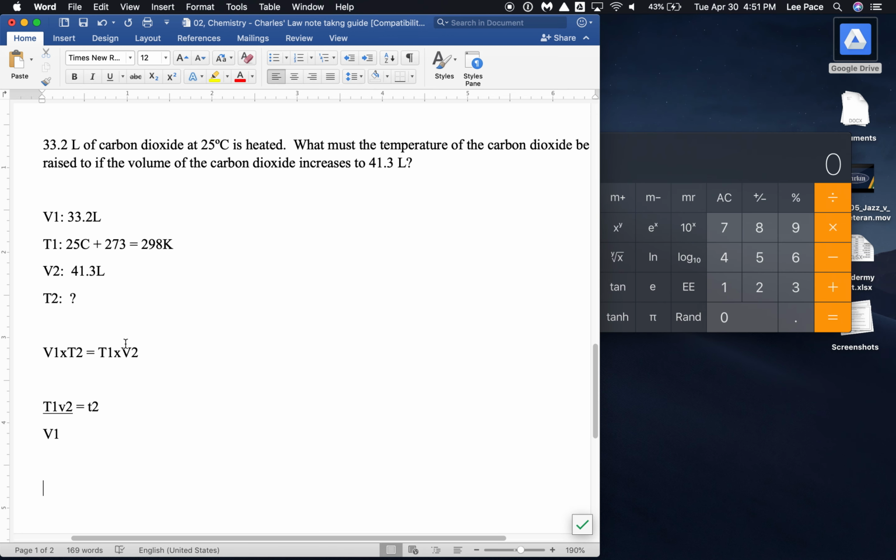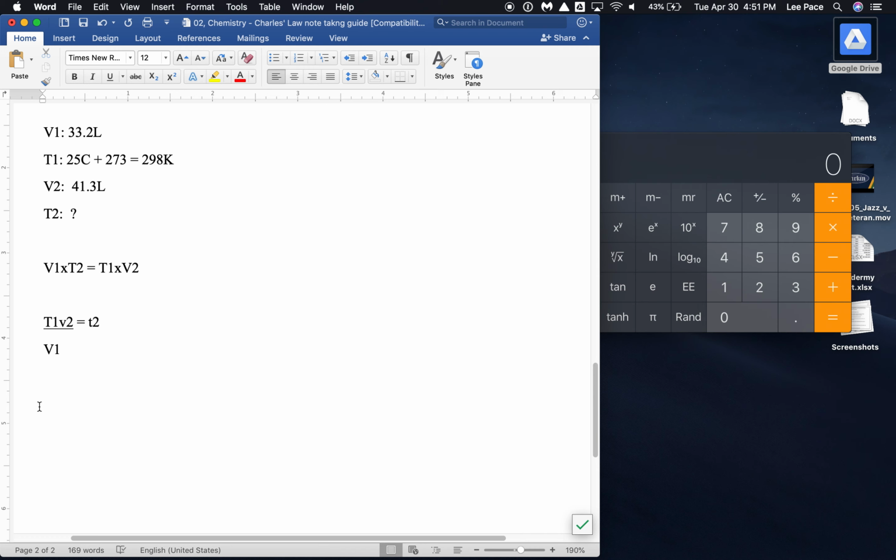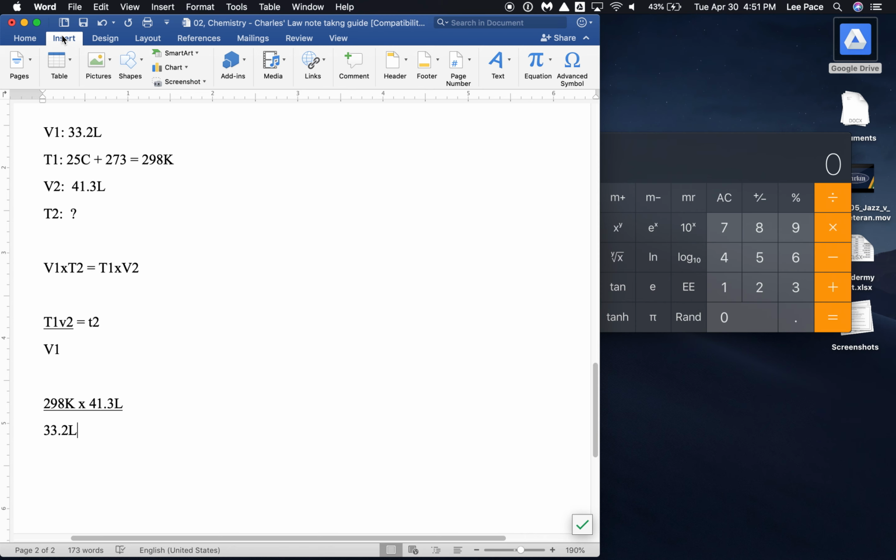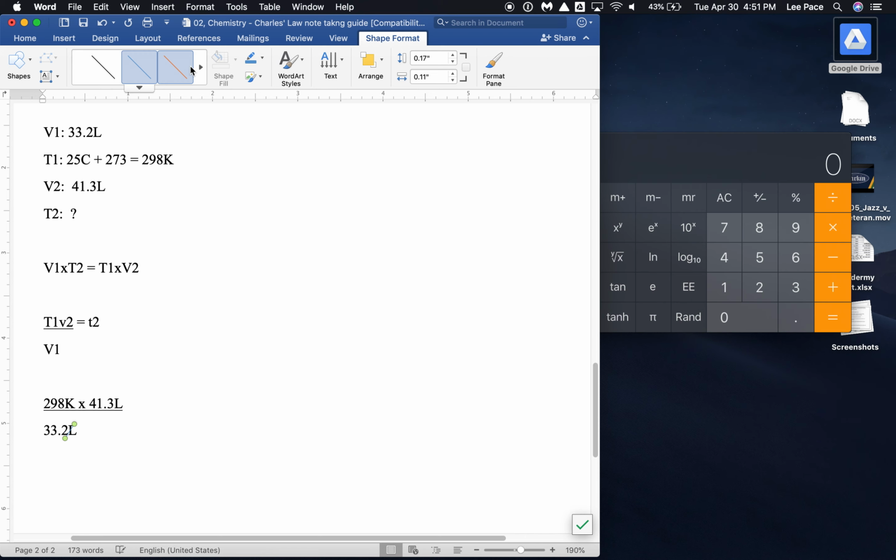Alrighty. So T1 is 298 Kelvin times V2, which is 41.3 liters. And I'm going to divide all that pile by V1, which is 33.2 liters. And then when you do all that, the liters divide out, and we're left with kelvins.